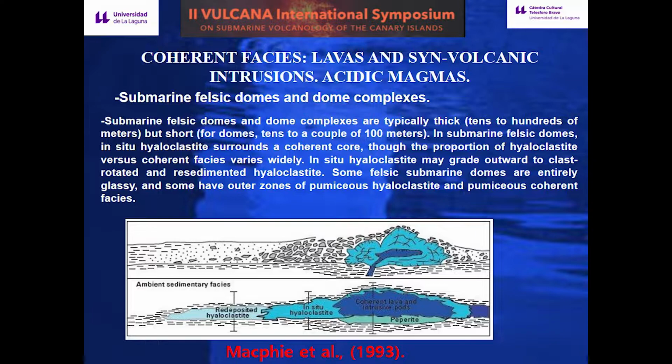Submarine felsic domes and dome complexes are typically thick, tens to hundreds of meters, but short for domes, tens to a couple of hundred meters. In submarine felsic domes, in situ hyaloclastite surrounds the coherent core, though the proportion of hyaloclastite versus coherent phase varies widely. In situ hyaloclastite may grade outward to clast-rotated and resedimented hyaloclastite. Some felsic submarine domes are entirely glassy, and some have zones of pumiceous hyaloclastite and pumiceous coherent phase.